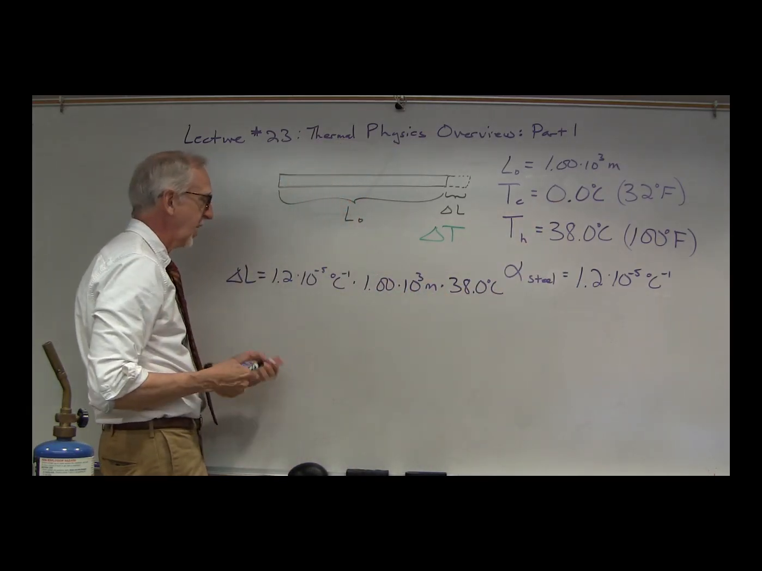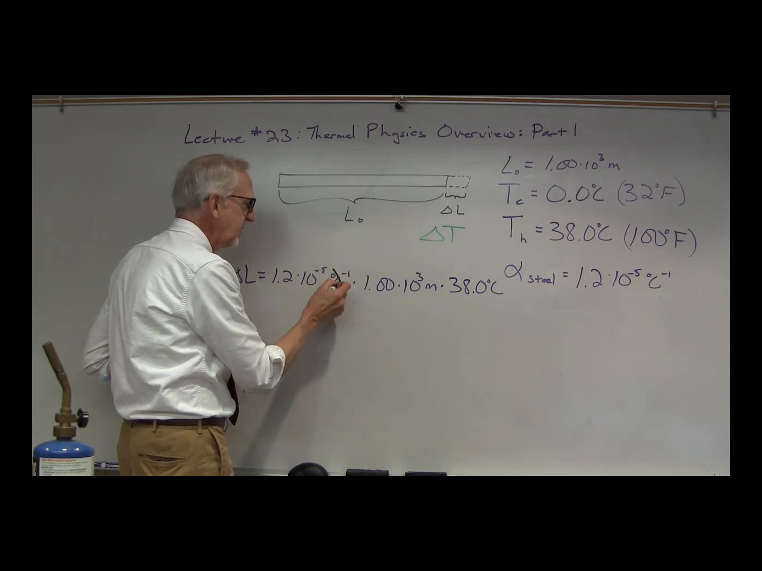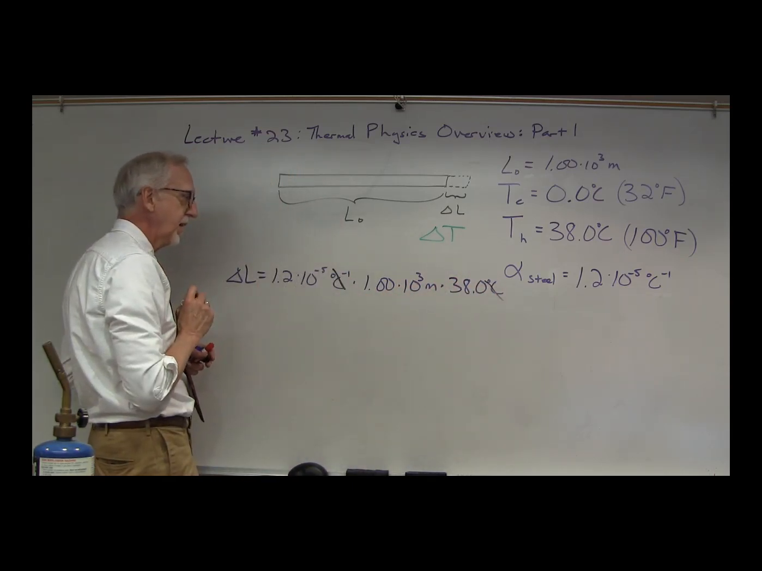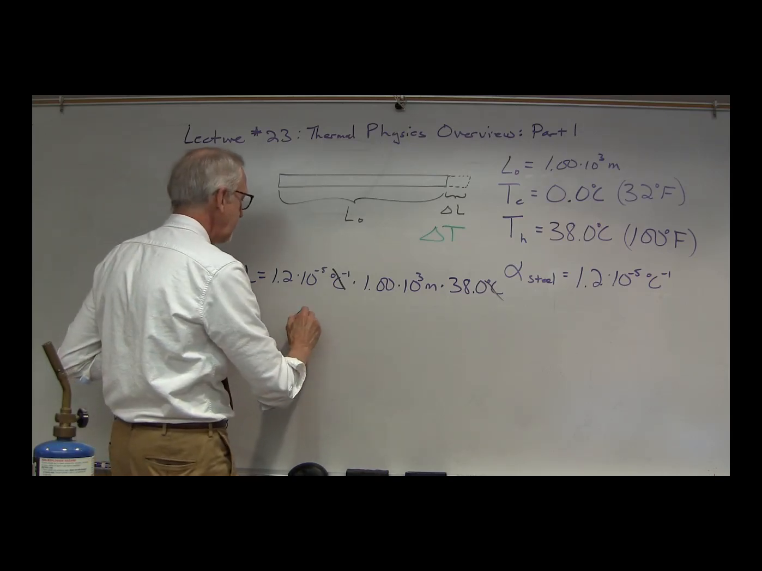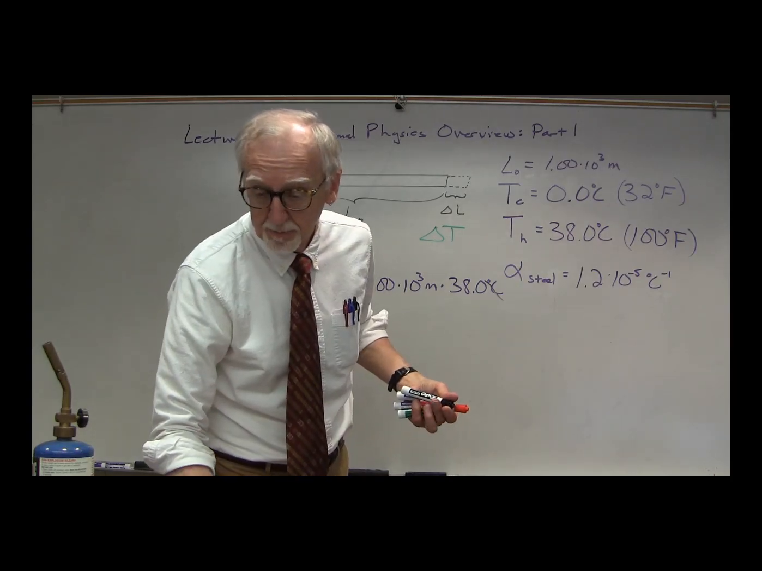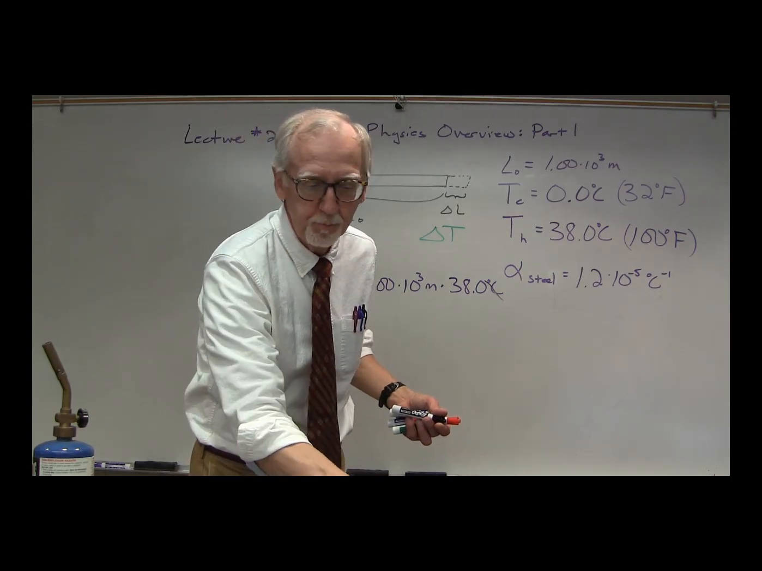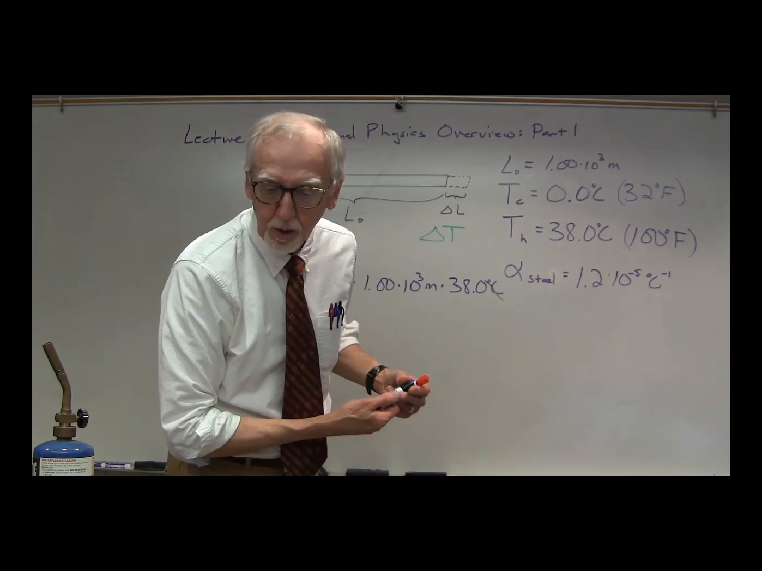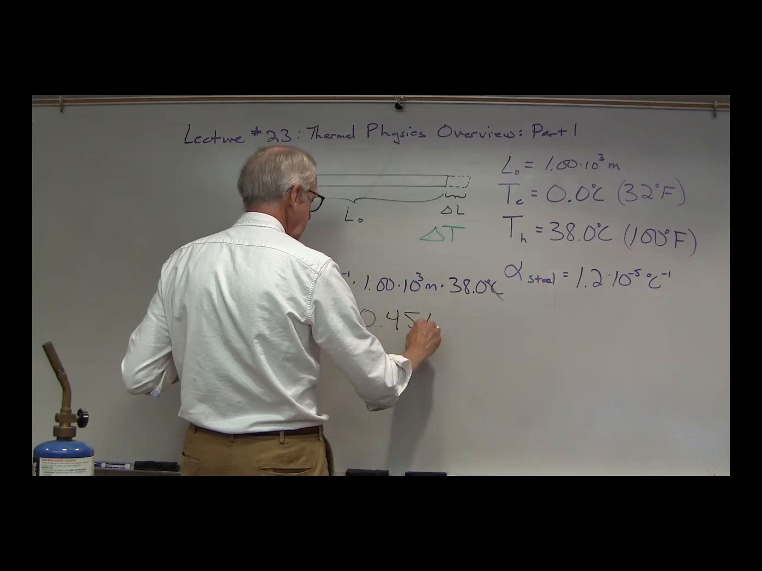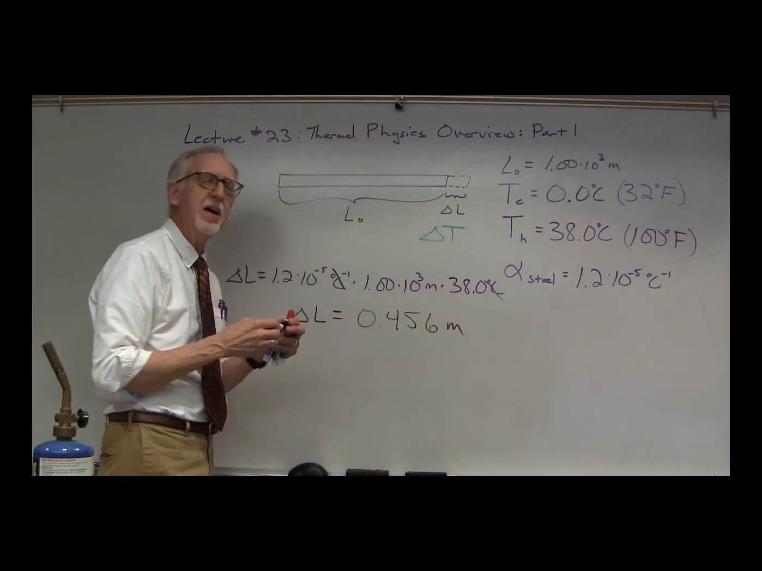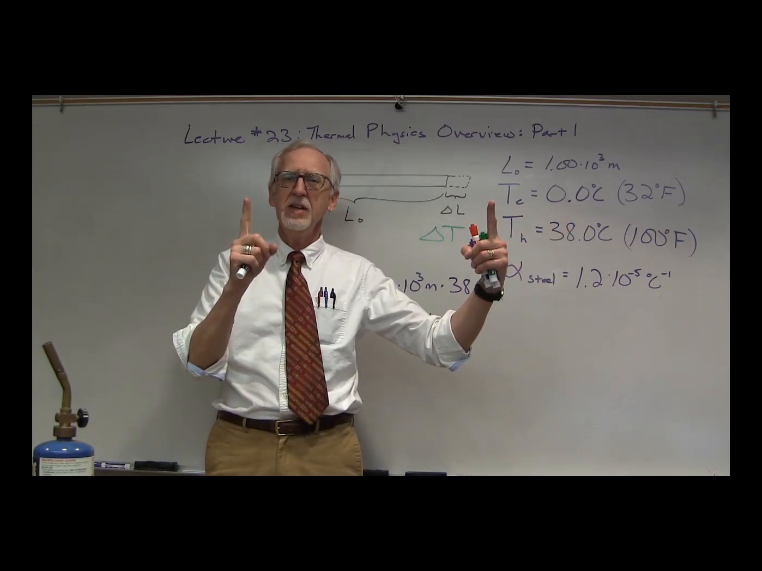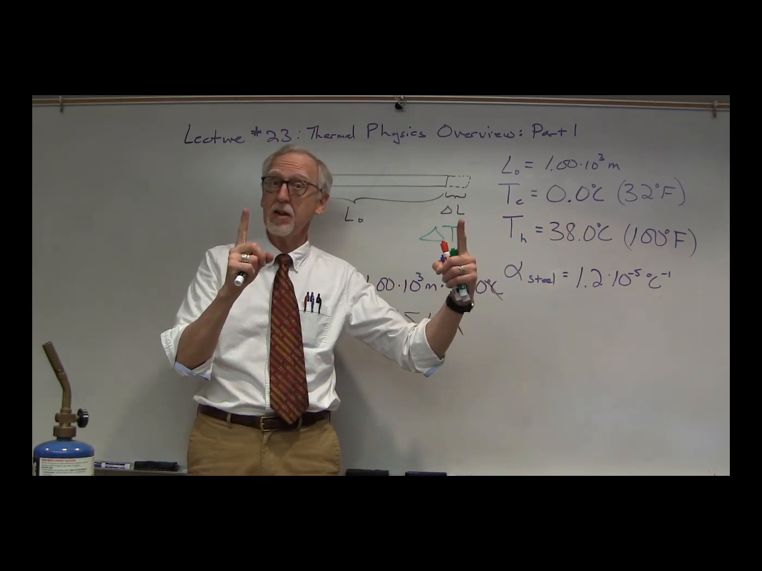Notice here that we've got degrees Celsius inverse and degrees Celsius. They cancel out, which will leave us units of length in meters. And so we get delta L is equal to 0.456 meters. 0.456 meters. This is almost half a meter long. So that is quite a bit. That is a big expansion.